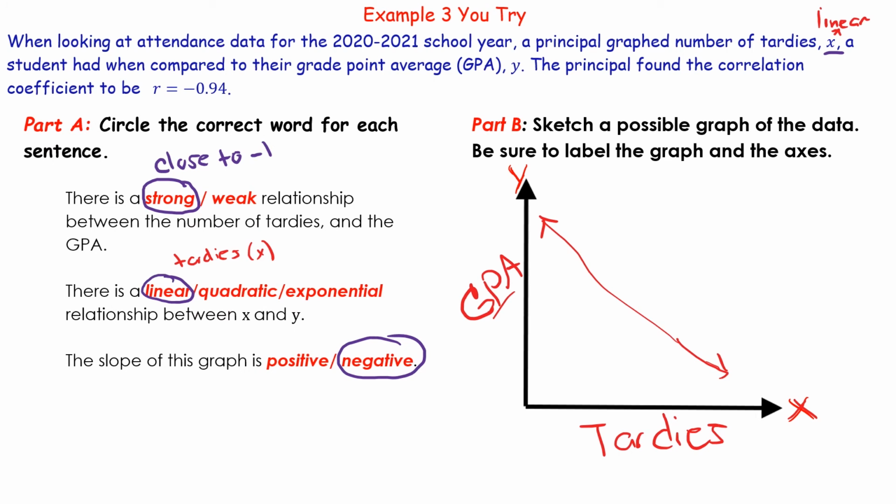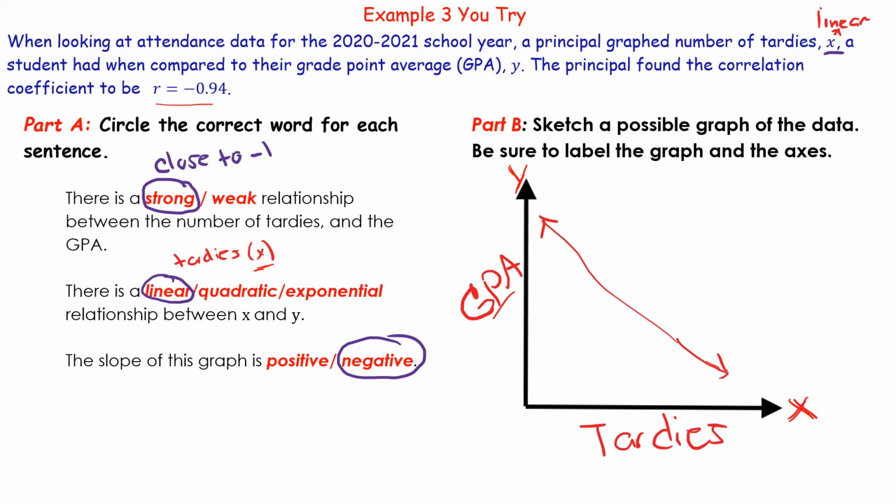Hopefully you got the answers correct. There's a strong relationship between the tardies and the GPA. That is because our R value is close to -1. It is linear because our tardies are represented by X. And the slope of the graph is negative because our R value here is negative. The sketch of the graph would be a line that falls from left to right.